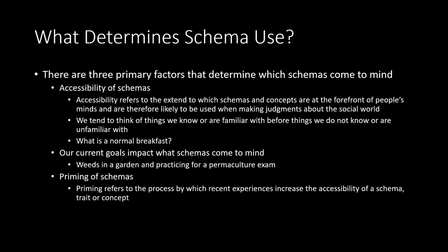Now, the third way in which schema use can be determined is through priming. Priming refers to the process by which recent experiences increase the accessibility of a schema, trait, or concept. Just quickly, there are two forms of priming. One is direct, where you are more likely to do an action that you have just recently completed in the past. Indirect priming is where you have someone do something related to a certain type of concept, and thus they're more likely to use that concept in the future. And we will talk about a study about priming on the next slide.